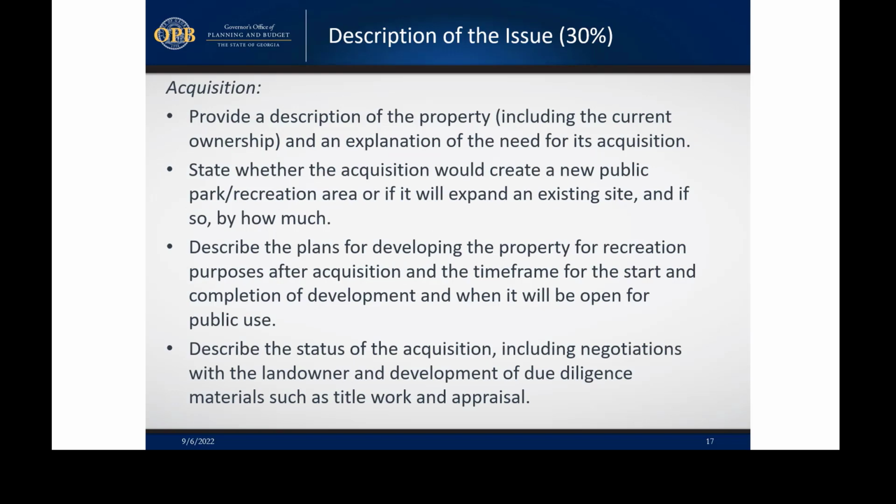Under the acquisition category, provide a description of the property, including the current ownership and an explanation of the needs for its acquisition. State whether the acquisition would create a new public park or recreation area, or if it will expand an existing site, and if so, by how much. Describe the plans for developing the property for recreation purposes after acquisition and the time frame for the start and completion of development and when it will be open for public use.